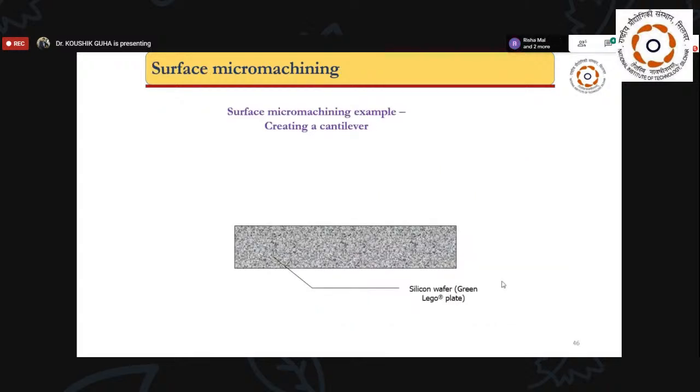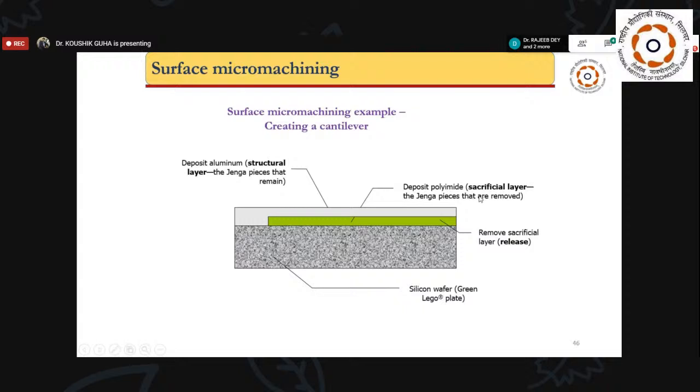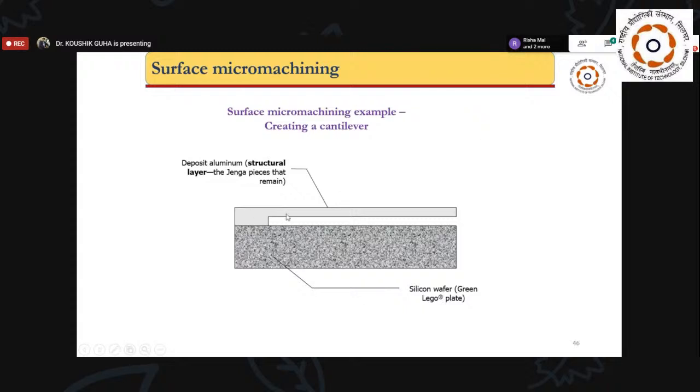Similarly, surface micromachining, as I told you, will not disturb the substrate or silicon wafer. We take the silicon wafer, then deposit a layer, for example a layer of polyimide. Then we etch part of the layer, and then deposit the structural layer. After that, we remove this green layer. This is called the sacrificial layer, because we have to sacrifice it to make the structure. After sacrificing it, the structure looks like a freestanding structure.